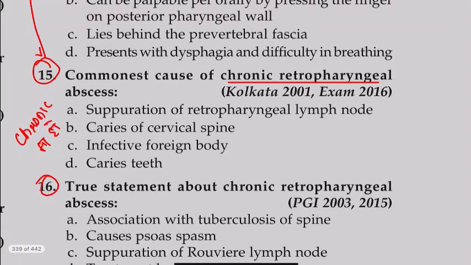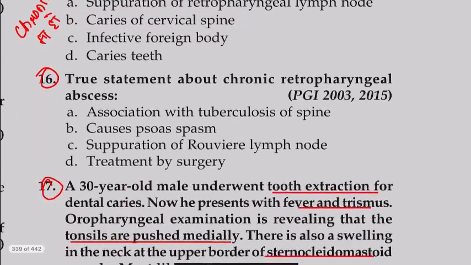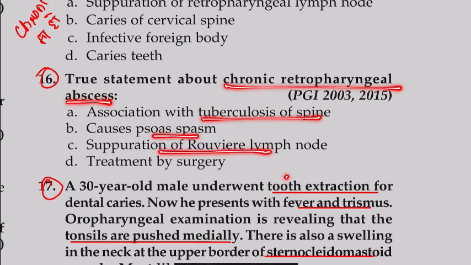Commonest cause of chronic retropharyngeal abscess. What is the commonest cause? It is caries of cervical spine. The true statement about chronic retropharyngeal abscess: associated with tuberculosis of spine. Yes, it is. Cause psoas spasm? No. Suppuration of Rouviere lymph node?